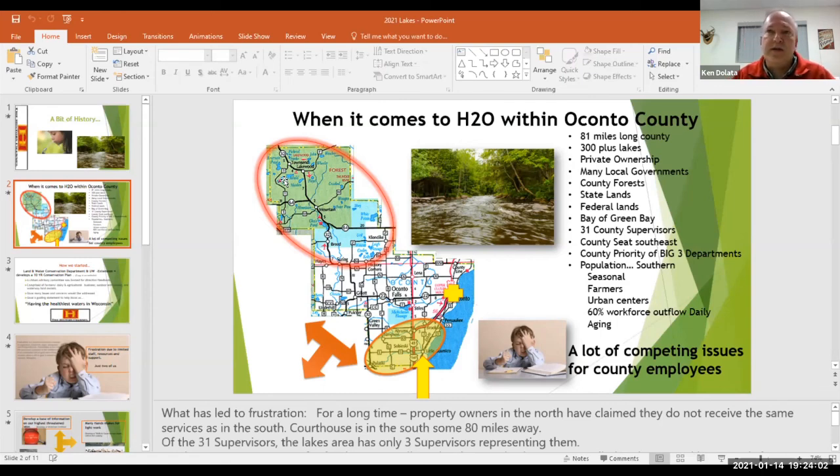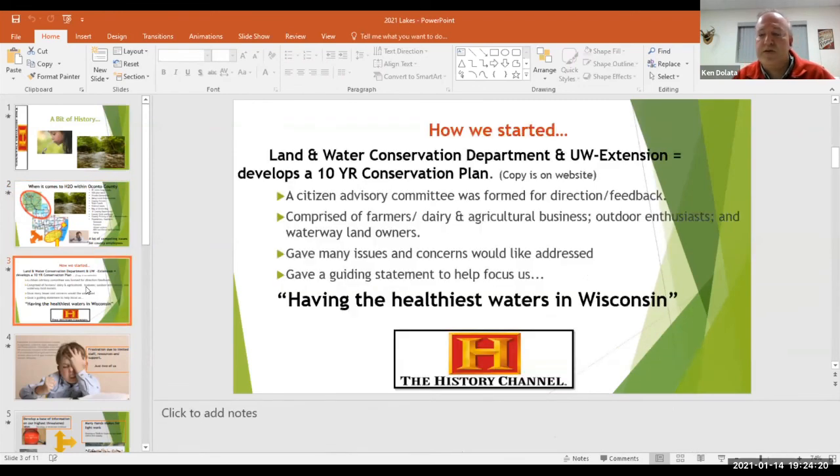So dealing with tight budgets, law enforcement, highway, and health and human services are really the top three. So water, lake management really wasn't a key issue, and we noticed that. And the reason that we came up with concerns is that Land and Water Conservation Department, Ken's office, develops a plan every 5 years that looks out for a 10-year period.